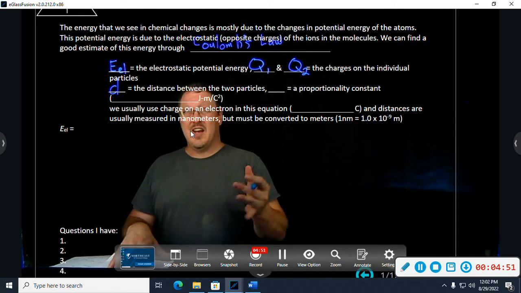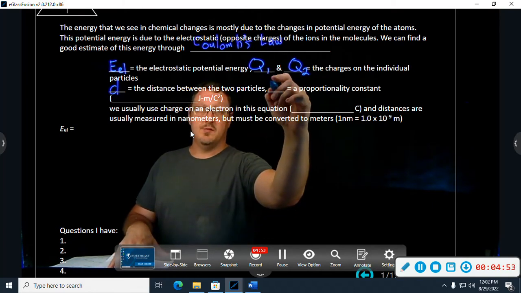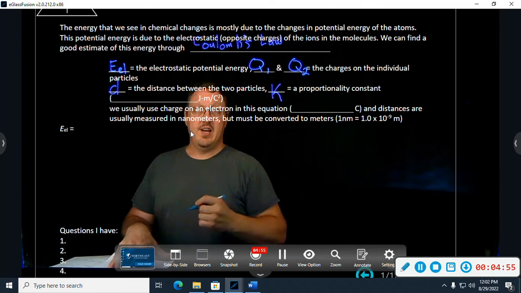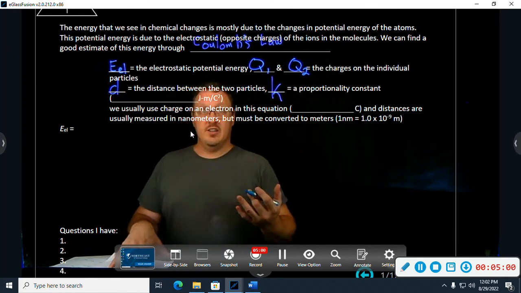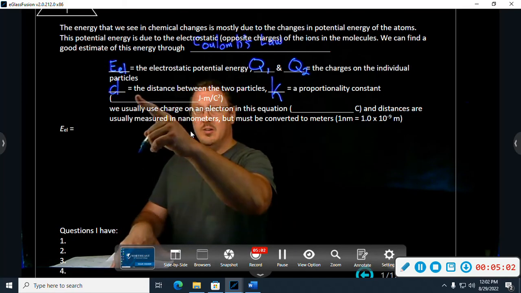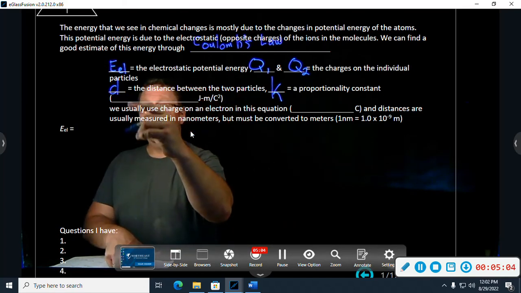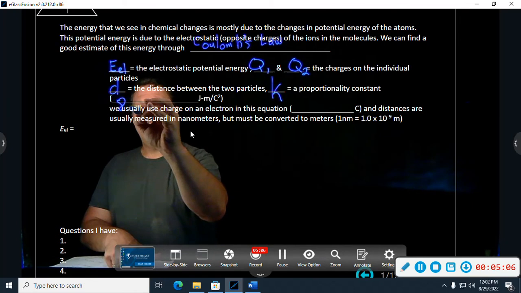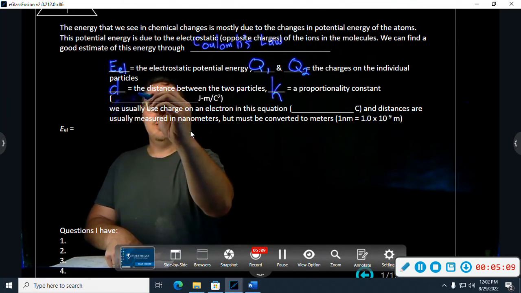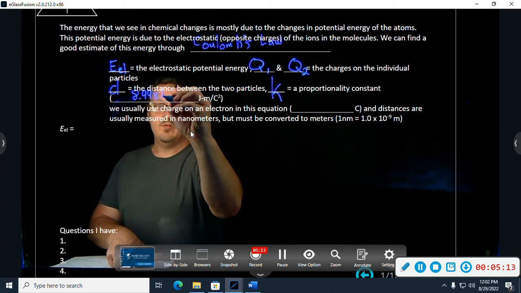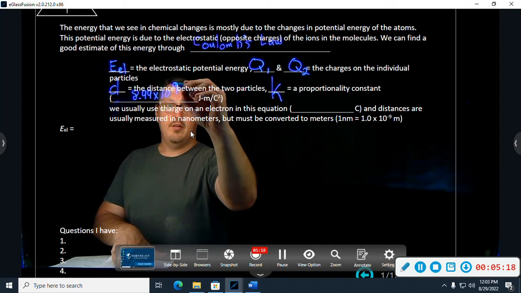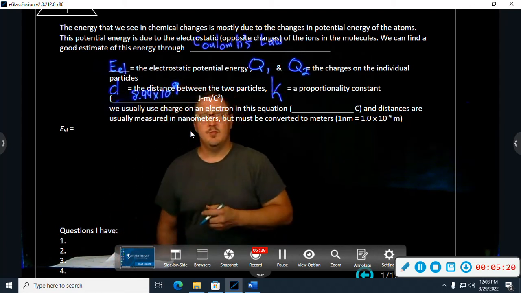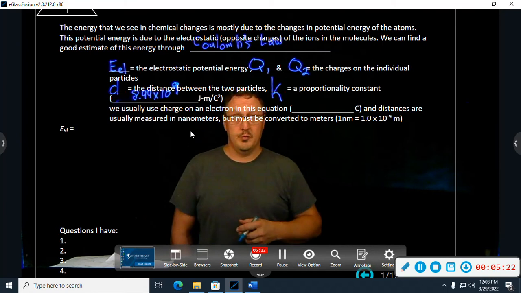And so there's a constant that got thrown in just to make sure that this works all the time. That's a little k, not a big K. And this is a proportionality constant, which has a number of 8.99. Okay, I'll actually put it on the line in the right spot here. I'm sorry. So 8.99 times 10 to the ninth joules times meters divided by coulombs squared.